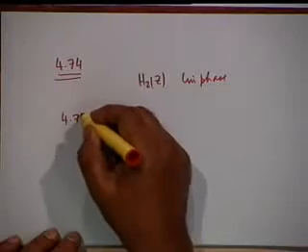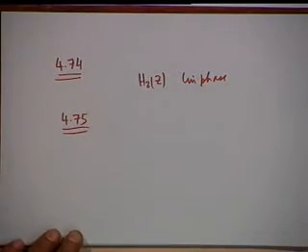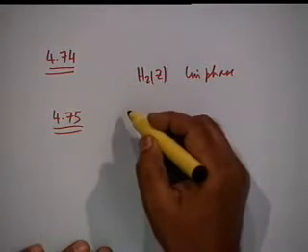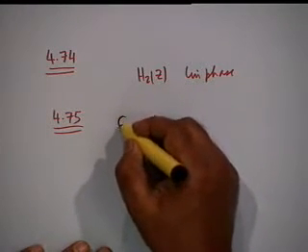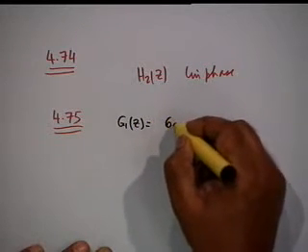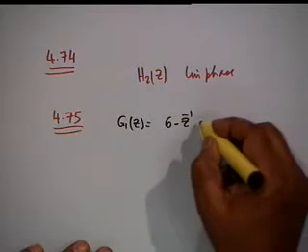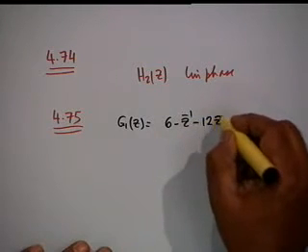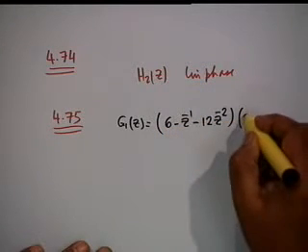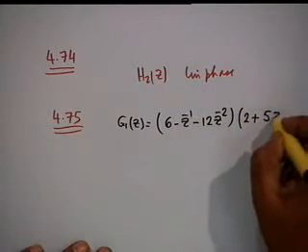But let us do the in between one, 475, which happens to be easy. 475, we shall take 476 also. In 475, the statement of the problem is a third order FIR filter has a transfer function G1 of Z equal to 6 minus Z inverse minus 12 Z to the minus 2 multiplied by 2 plus 5 Z inverse.